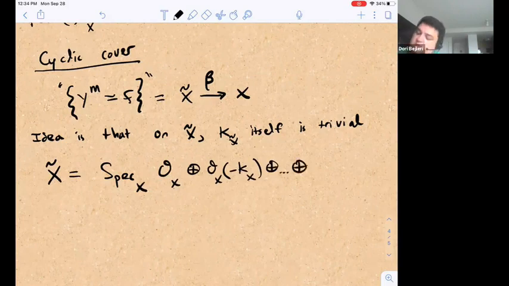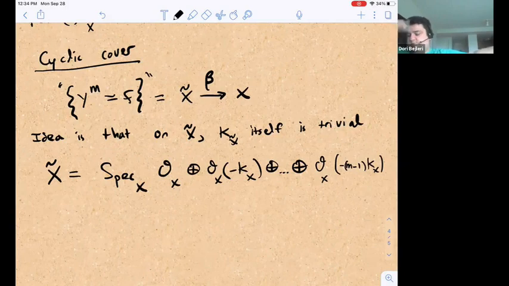So we take sums of O_X of minus multiples of the canonical, up to minus (m minus 1). So m is the place where the canonical becomes trivial, and we take minus up to the place right before it becomes trivial. And so to make sense of the spec, I have to define what the algebra structure is.